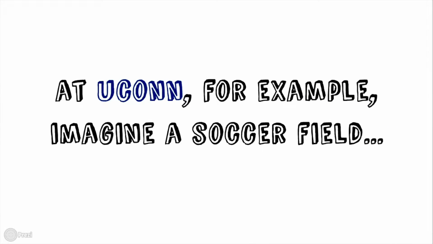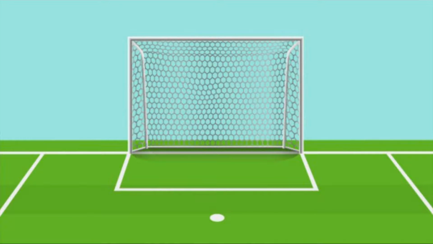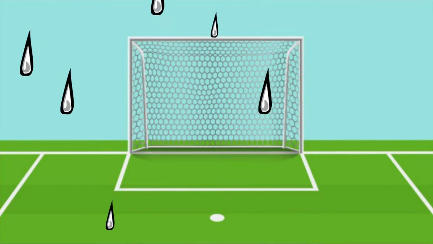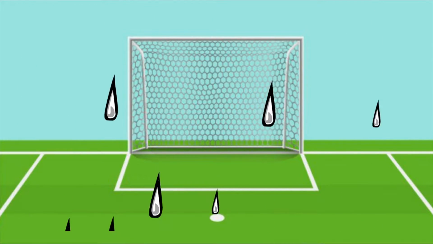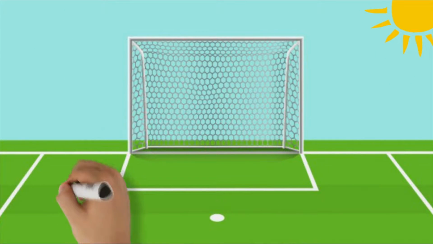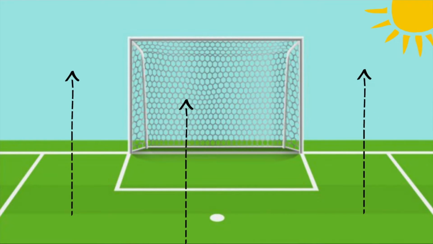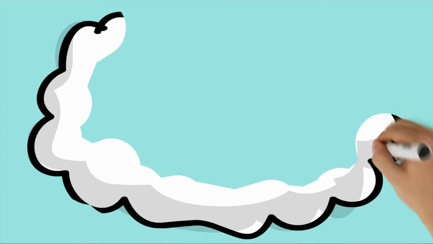At UConn, for example, imagine a soccer field. And then in comes a thunderstorm. As the sun comes out, it heats up the ground, causing the water to turn into vapor, and then eventually returning back into the clouds. Thus, the unit operation of evaporation.